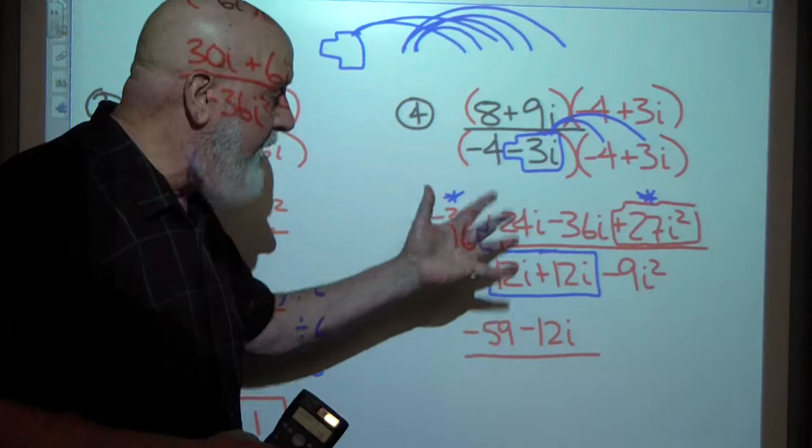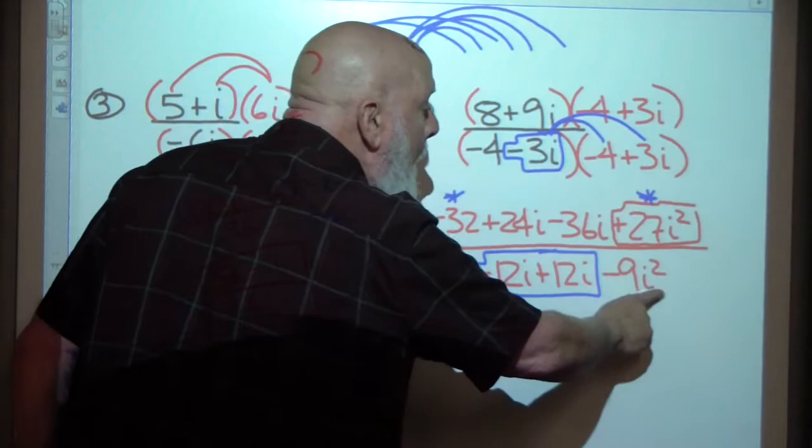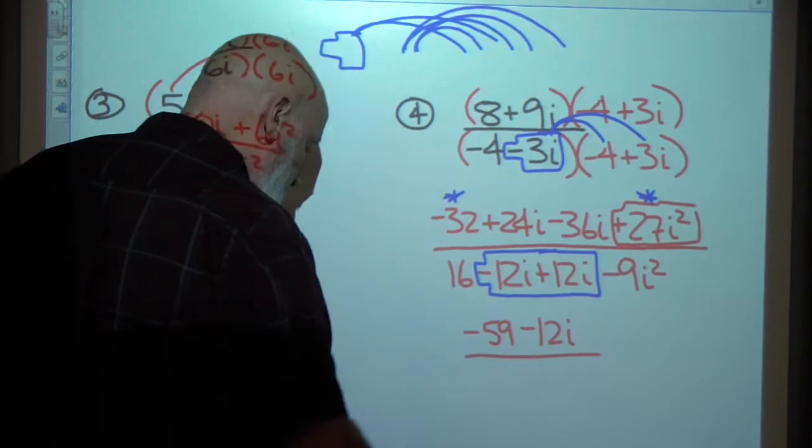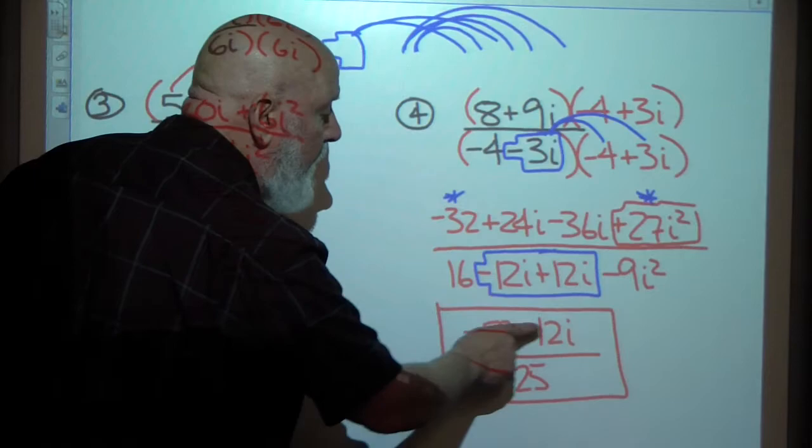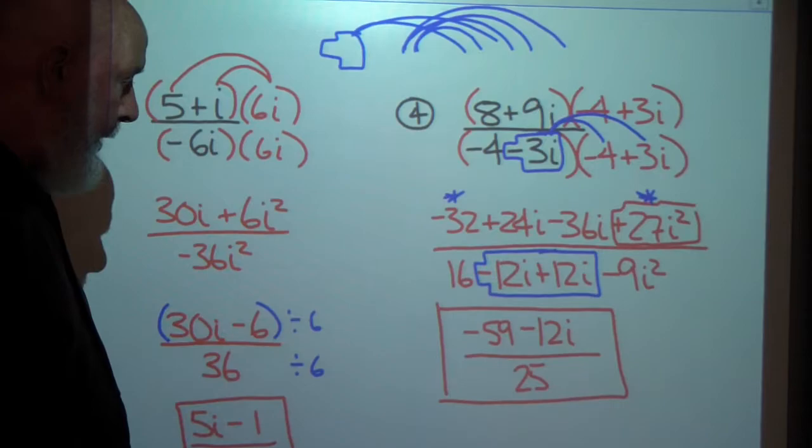It would be the difference of squares pattern. These will turn into a 0, leaving me with 16 plus 9. That's negative 9 times negative 1. So 9 plus 16 is 25. This fraction will not reduce. Each term won't divide by the same number. There's no single number that will divide evenly into all three of these, so it won't reduce. And I'm finished. Hopefully I'm correct.